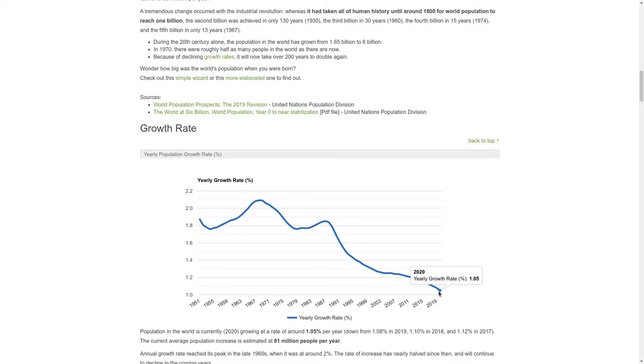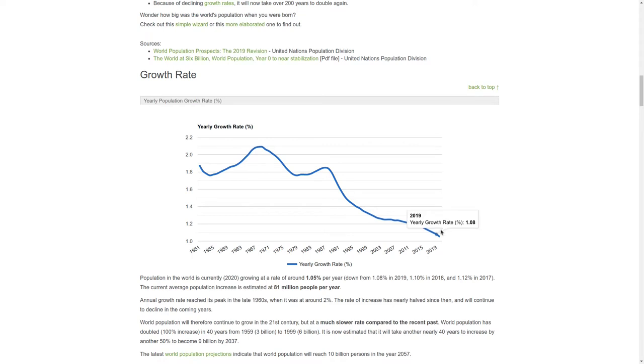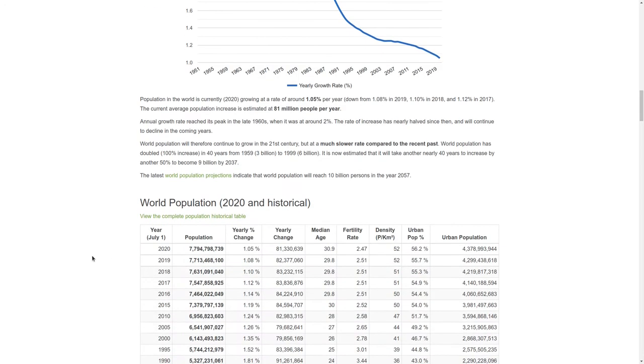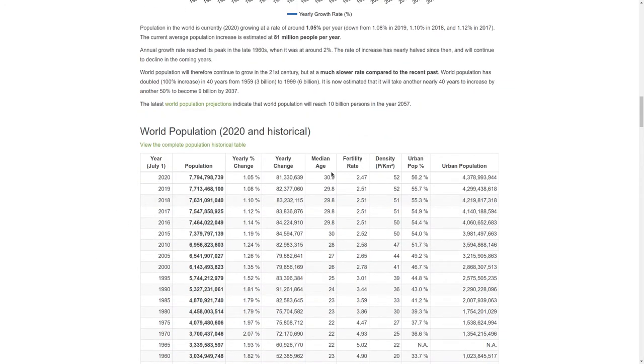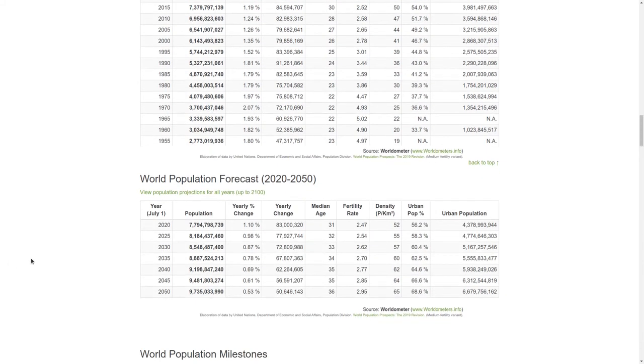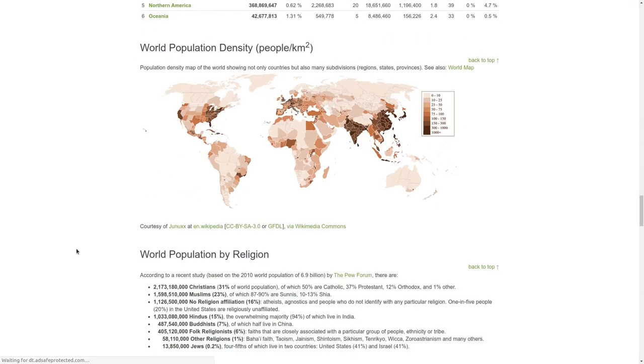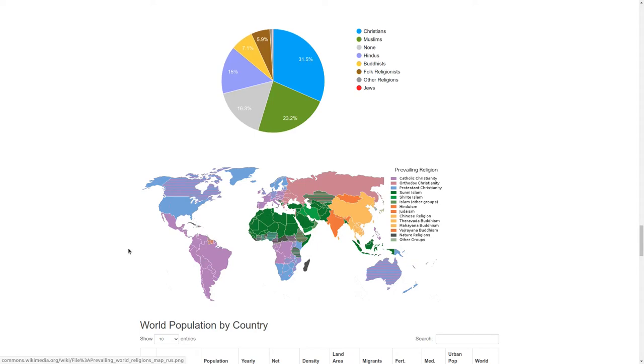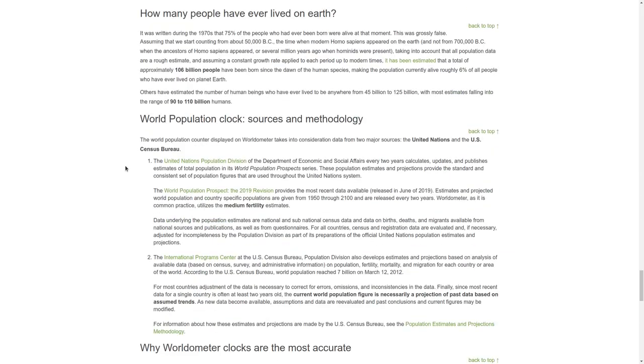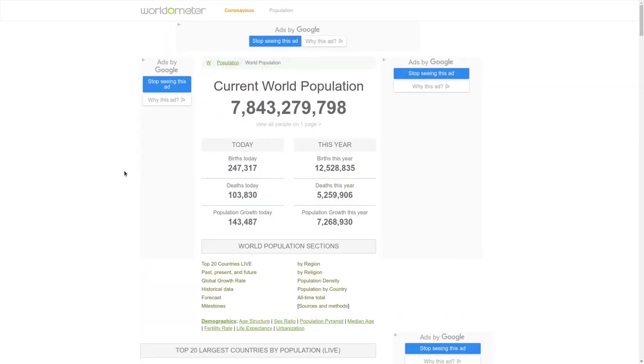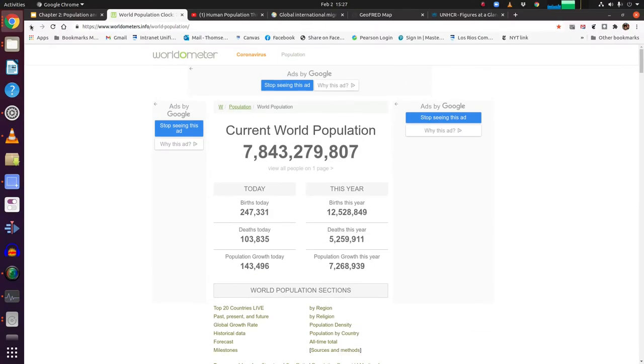In 2019, the yearly growth rate is 1.05%, which means that we're going to add around 81 million people a year. So the rate of increase is about half of what it was, but the population is just about double what it was. So here we've got yearly change, median age, fertility rate, density, urban population, some good stuff: world population forecasts, milestones by region, population density, world population by religion, that's some geography there, religion, world population by country, pop clock. All right, that's some good stuff.